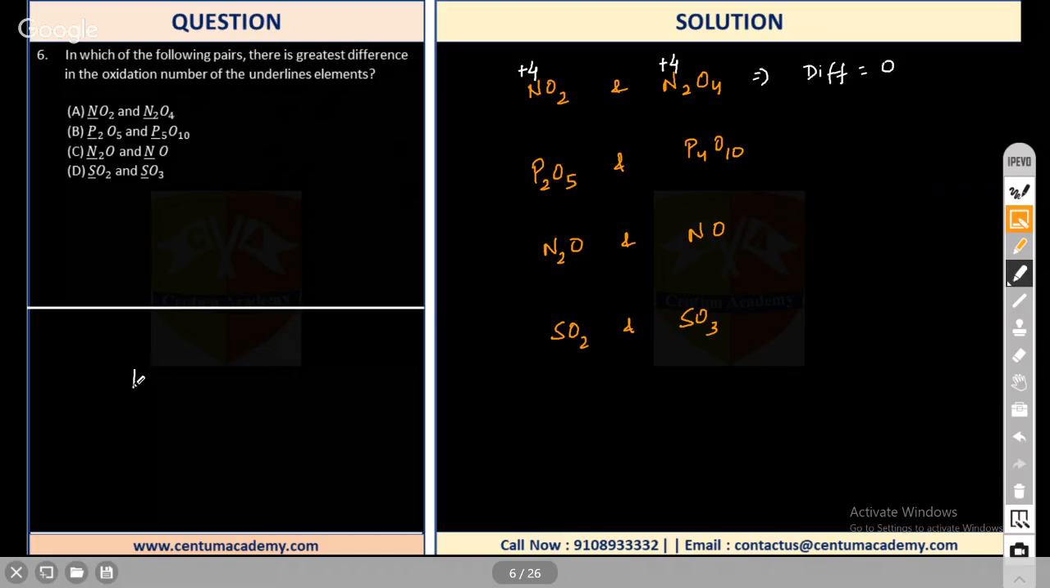What is the structure of P2O5? The structure of P2O5 is this: double bond O, double bond O, double bond O, and double bond O. Each phosphorus atom you see is in +5 oxidation number. Here also it is +5 oxidation state. So here also +5, here also +5, right? So the difference will be again 0. How is it +5 here?